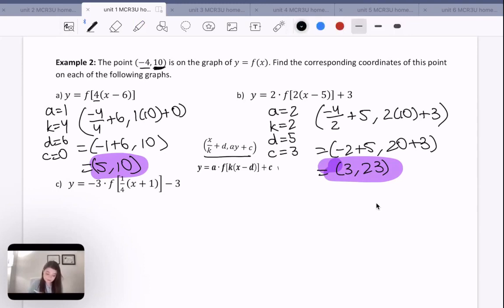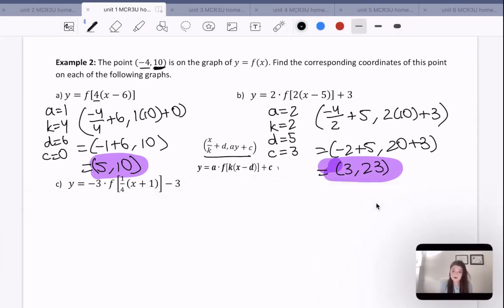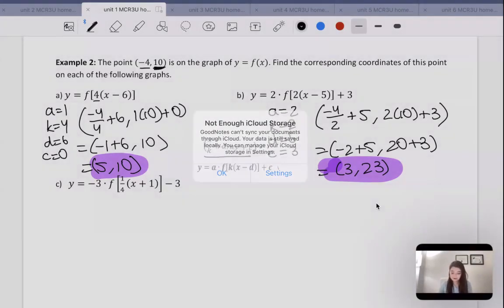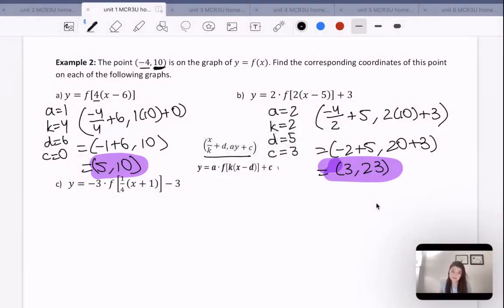Okay, now for this third one, for C, I do encourage you to try this on your own. However, if you're not feeling ready to, that's okay. But I do encourage you to try this on your own, and then I will take this up as well after we finish. So feel free to pause this video, give this a try on your own, and then we'll see you in a couple minutes.